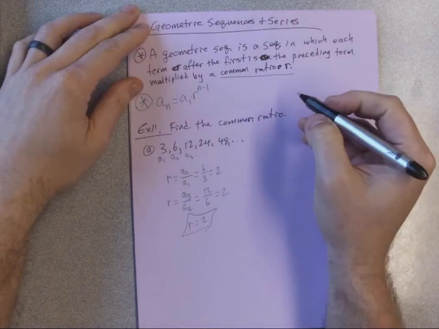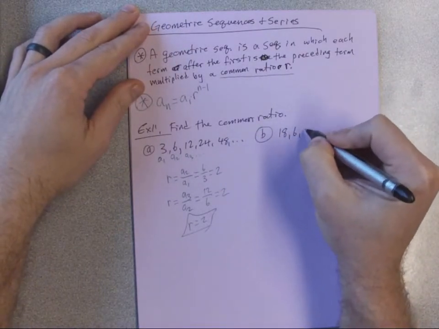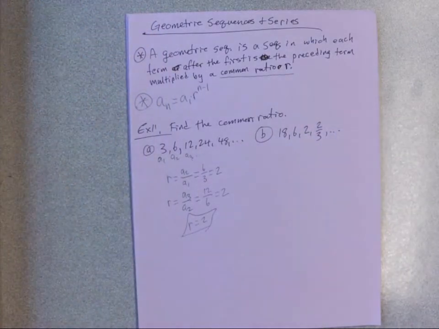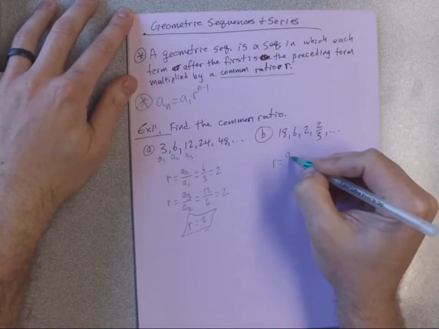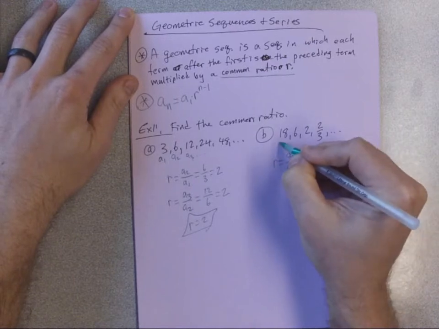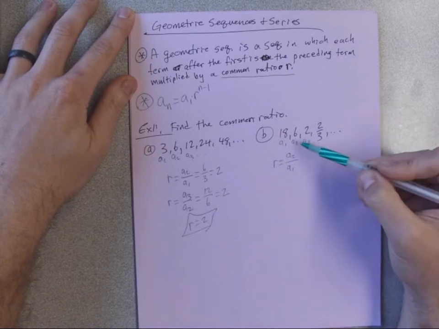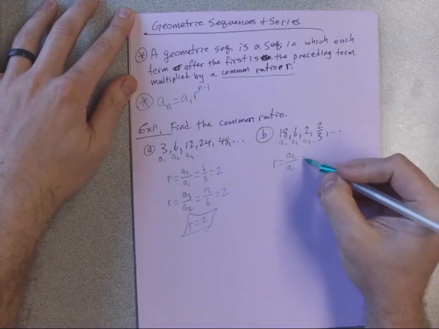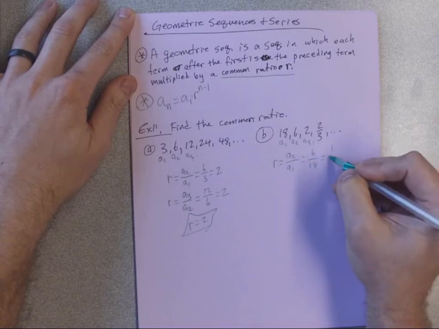Alright, what about this one? Give this one a try by yourself. Pause the video, and then if you need help, unpause it. So r will equal a2 over a1. So a1, a2, a3, and so on. I'm taking a2 divided by the preceding term a1. So that's equal to 6 divided by 18, and that reduces to 1/3.